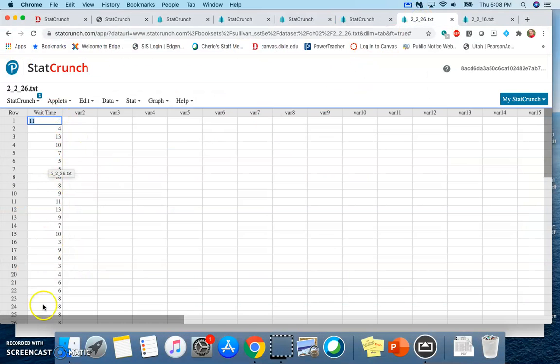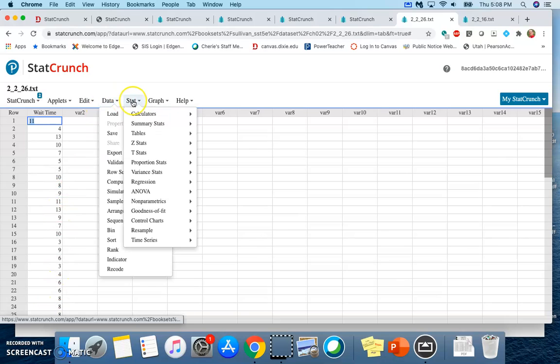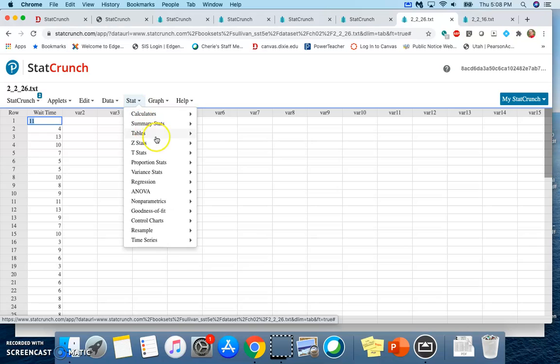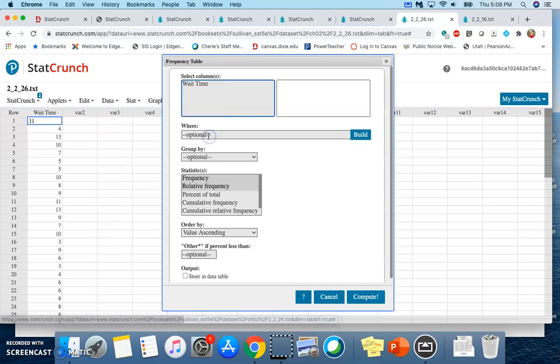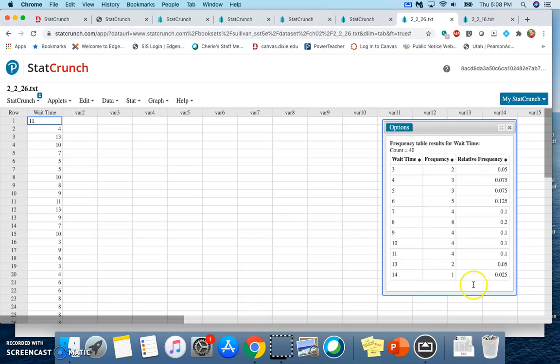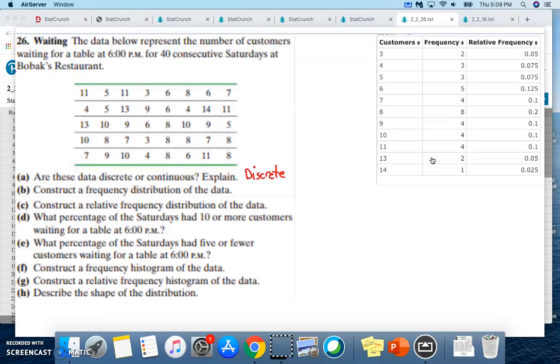So here are all of our data points. When you have the raw data like this, you're going to go to Stat, Table, and Frequency. And then I'm going to grab the wait time column, and I've got these two highlighted. So here are those numbers again that I had for us right here. So these ones are going to be put together in StatCrunch for us.